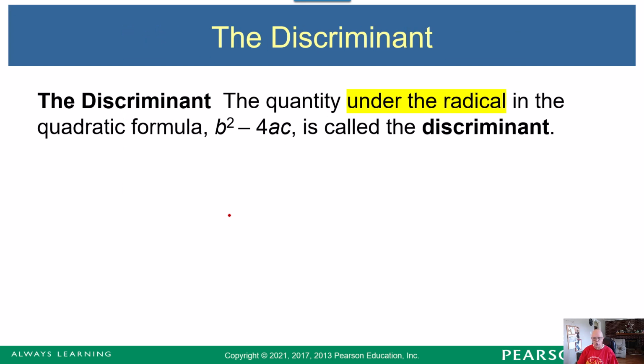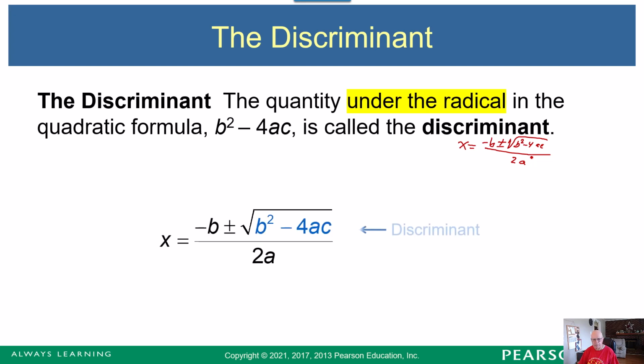Now, we're going to talk about the discriminant, and that should look a little bit familiar because the quadratic formula looks like this. Notice that the part under the radical, or under the square root, is b squared minus 4ac. That's the discriminant. Now, just working with the discriminant, you can find some partial answers.